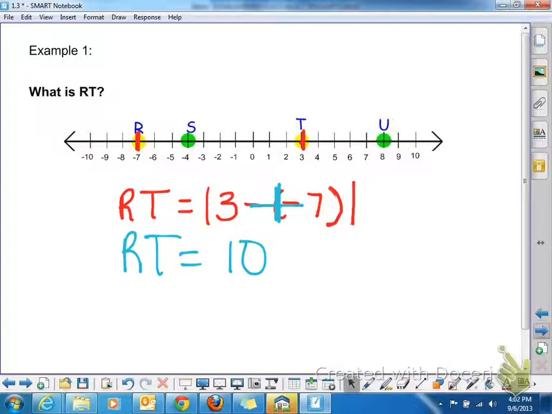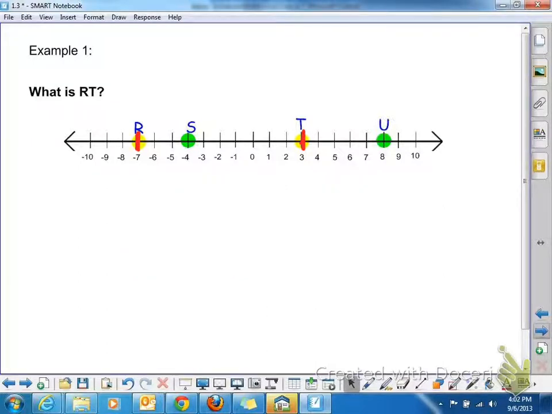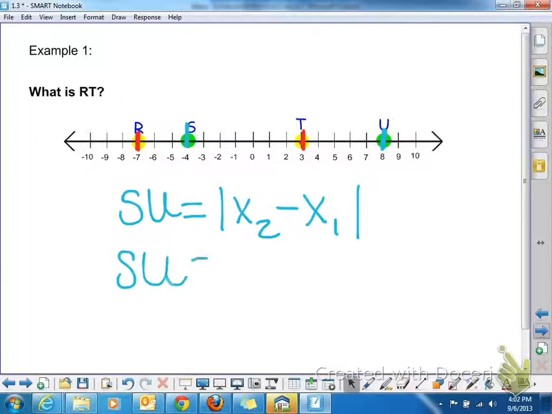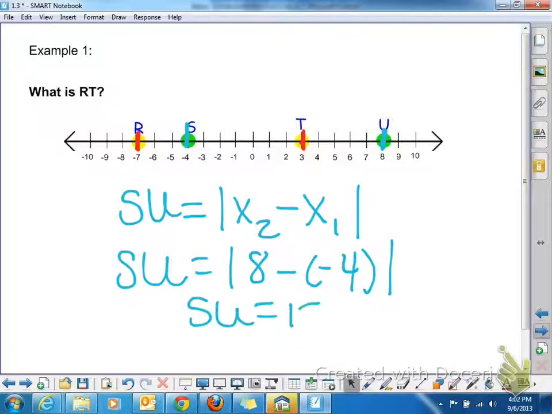Now find SU. What is SU? What's the distance between them? S is located here at -4, and U is located at 8. SU is how many units in length? It would be the absolute value of the second x minus the first x. So SU is equal to the absolute value of 8 minus -4. SU is 12.